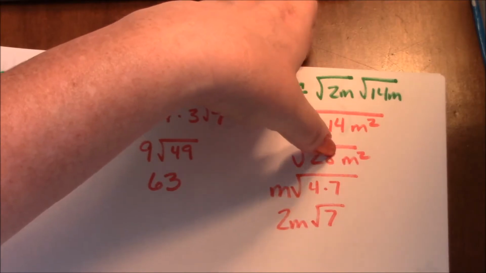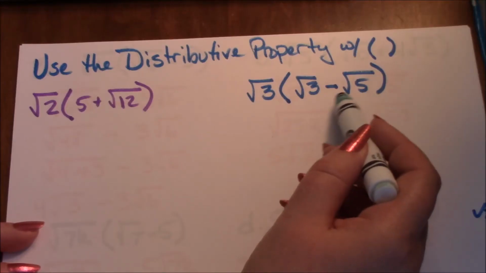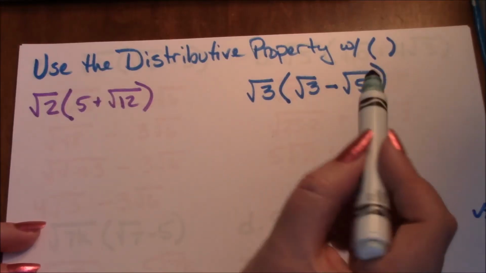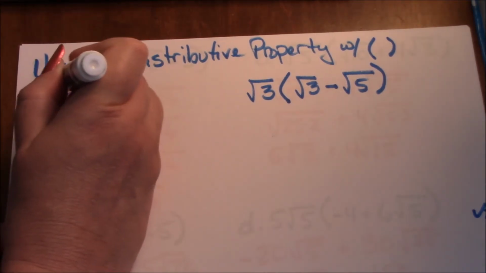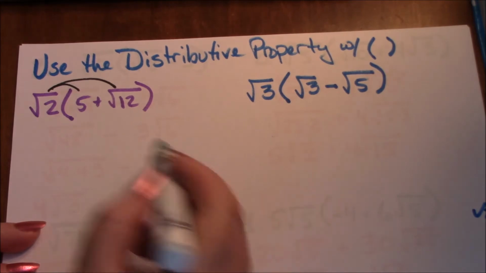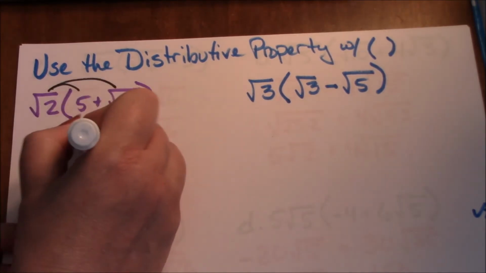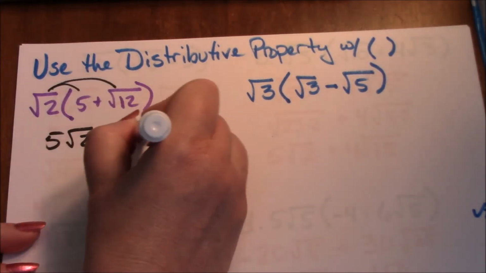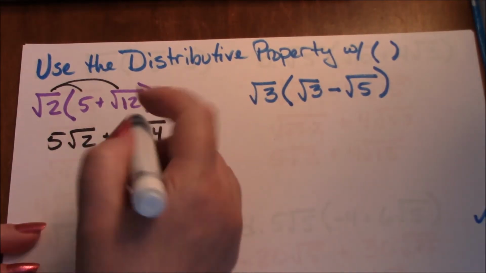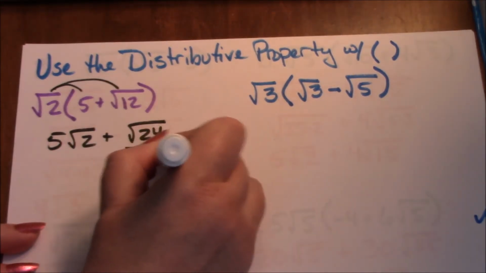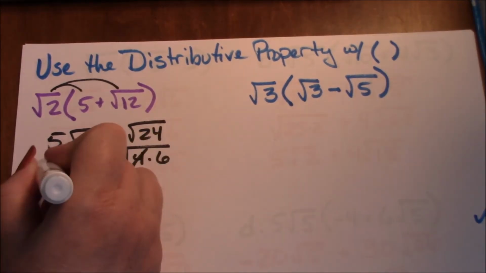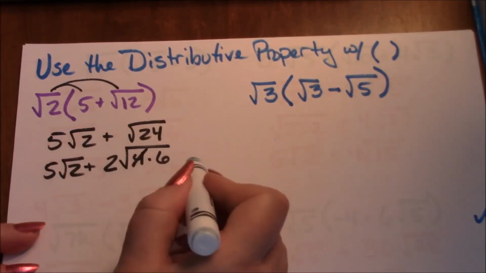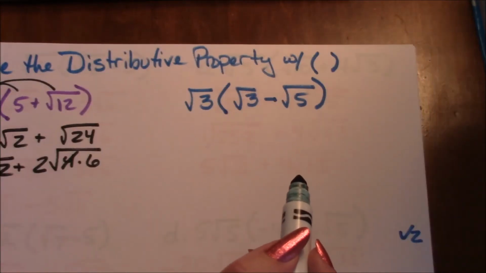We can use the distributive property when we have an expression with parentheses. So root 2 times 5 plus root 12, we're going to distribute that root 2 to both of them. So we have 5 root 2 plus root 24, and we know this is 4 times 6, so we're going to take that out. So we've got 5 root 2 plus 2 root 6.